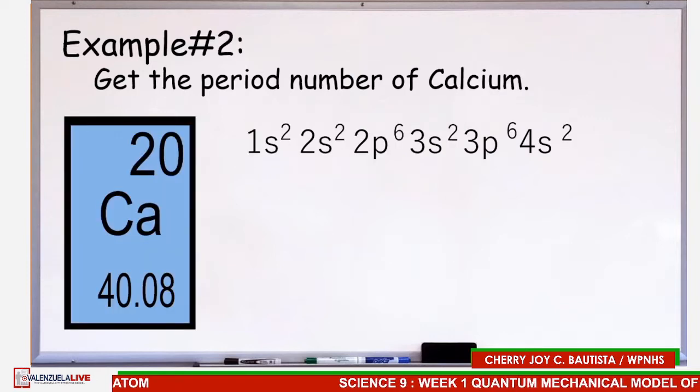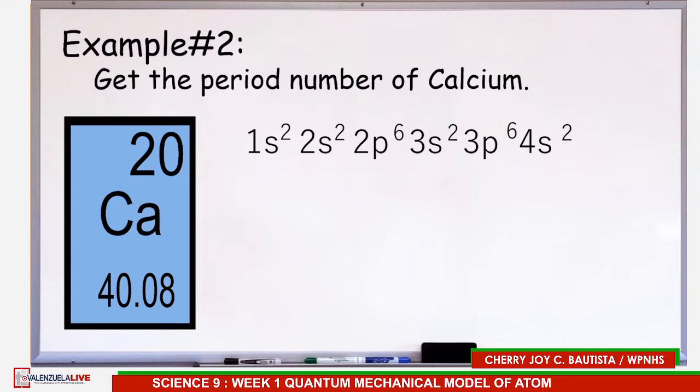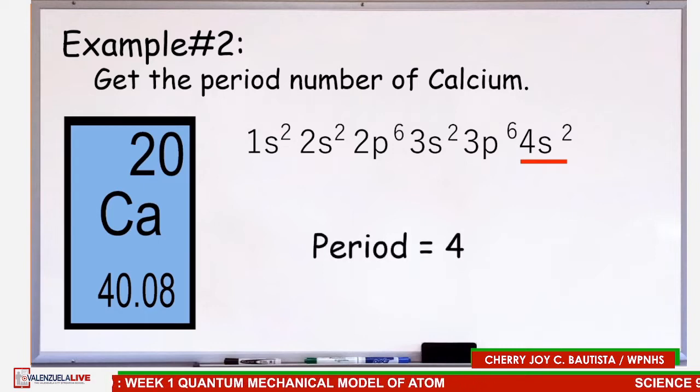Another example is calcium-20 with an electron configuration of 1s2, 2s2, 2p6, 3s2, 3p6, 4s2. The maximum value of N is 4. Therefore, calcium is found on period 4 in the periodic table.